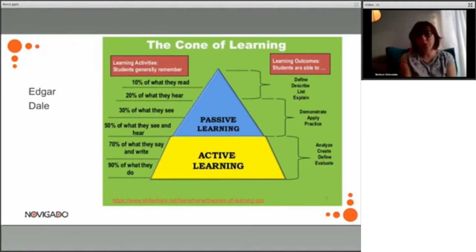You probably are all familiar with the cone of learning, which is attributed to Edgar Dale, which starts to define active learning as the most effective way of learning related to learning outcomes like analysis, like creation, like defining or evaluation. And of course, this learning cone might be traced back to the times of Confucius, who said that I hear and I forget, I see and I remember, and I do and I understand.